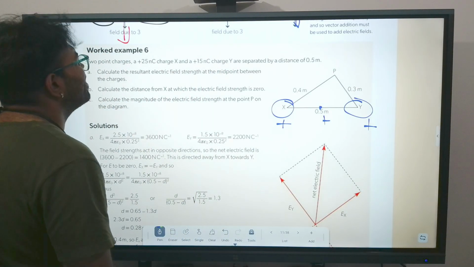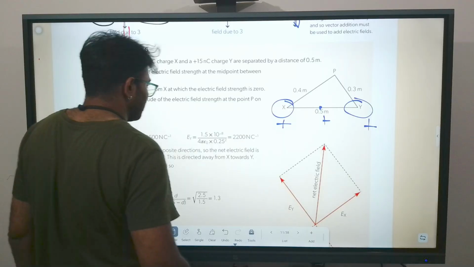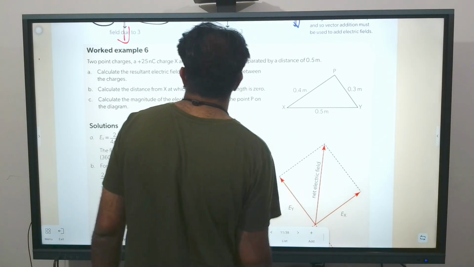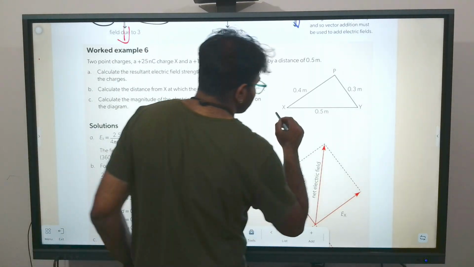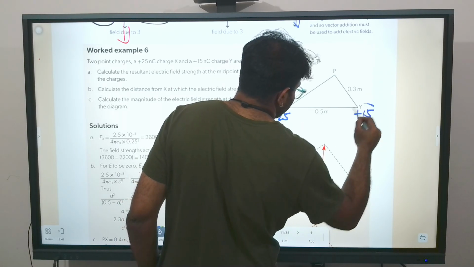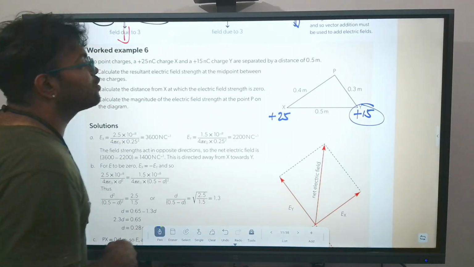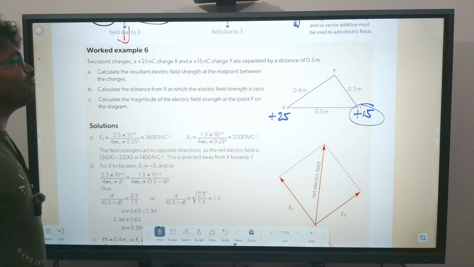Oh my god. Oh my, I'm so sorry. In my haste I read them as both plus 25. So this is plus 25 and this is plus 15. I'm so sorry about that. Okay, I thought they were both plus 25. They are separated by a distance of 0.5.